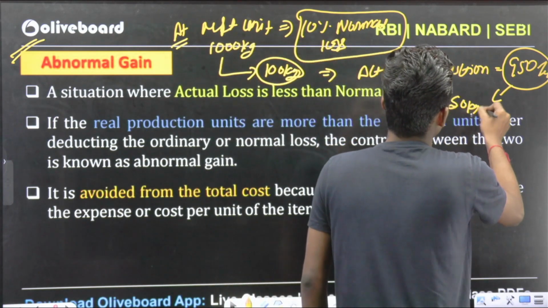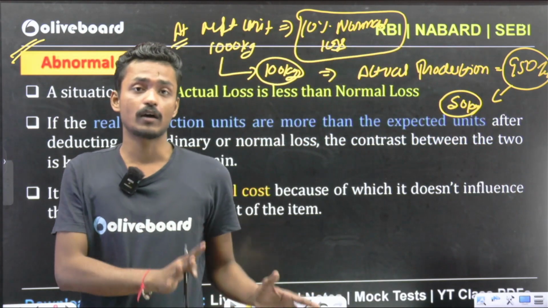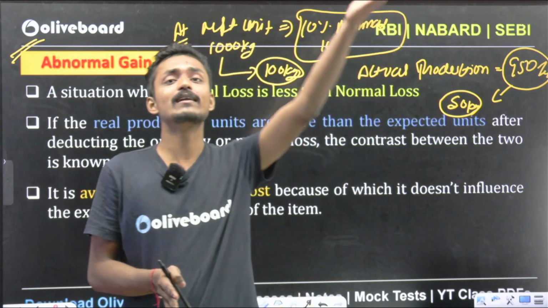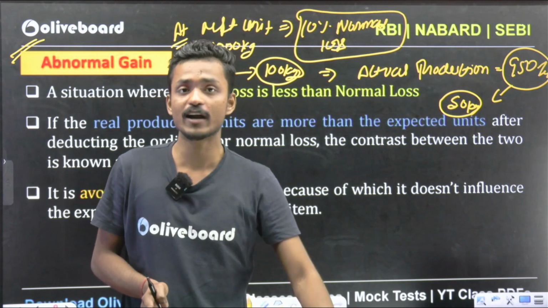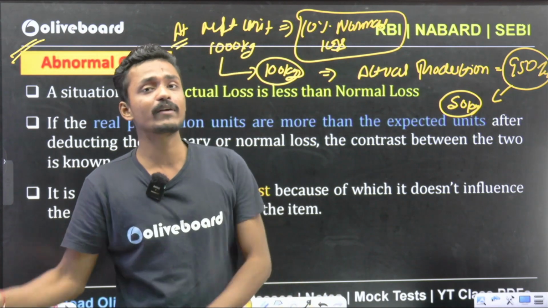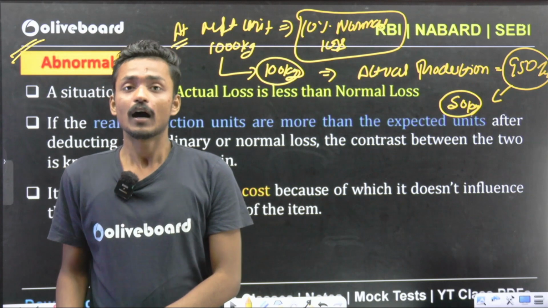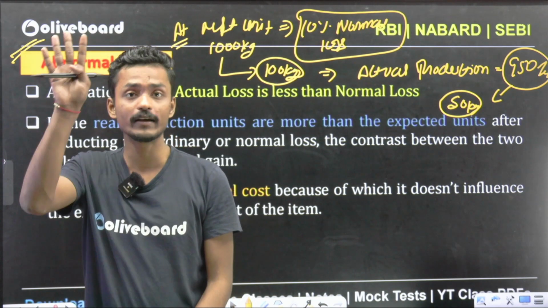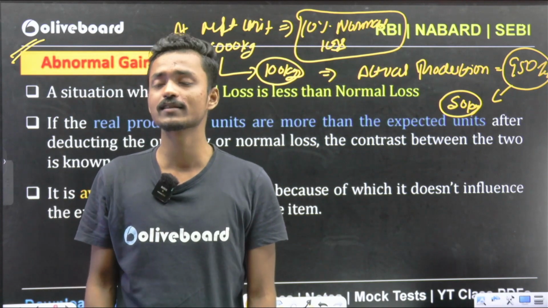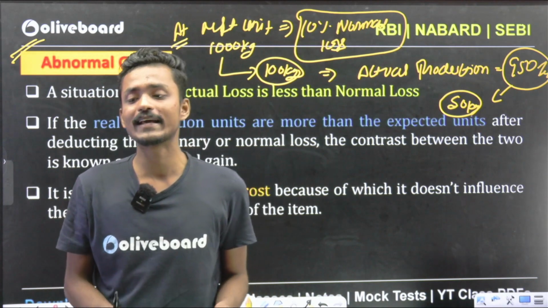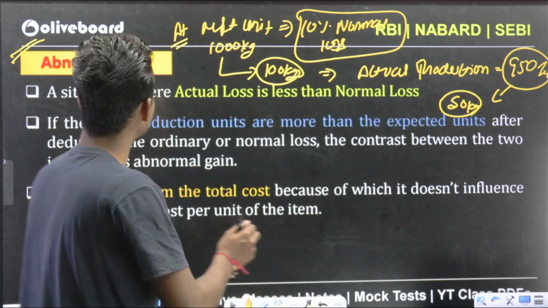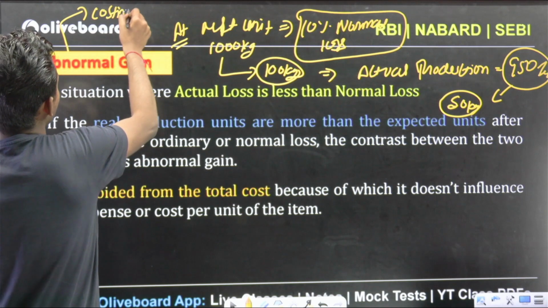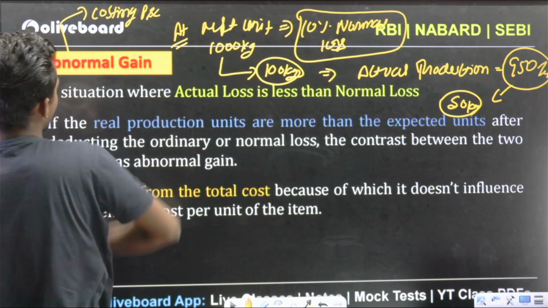Now again, when we incorporate the abnormal gain in our costing, it ultimately decreases our cost at one instant, and after that, when we have no abnormal gain units, our cost will go up. So that's why we do not take the treatment of abnormal gains into cost, and for that purpose we give the treatment under the costing P&L account.